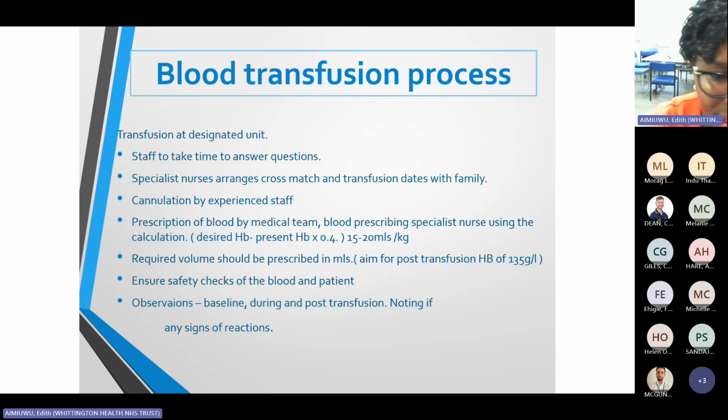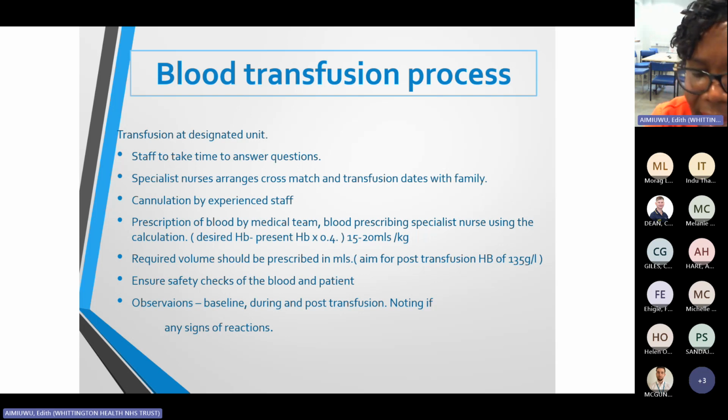Cannulation should be done by experienced staff. Prescription of blood is by the medical team, or the specialist nurse like myself. I'm a blood prescriber, and often we prescribe the blood using a calculation. In pediatrics, we prescribe blood in mils, and I've put down on the slide what it should be: desired hemoglobin minus the present hemoglobin times 0.4. I know some centers might use 0.3, but generally it is 15 to 20 mils per kg regularly every 4 weeks. Required volume should be prescribed in mils.